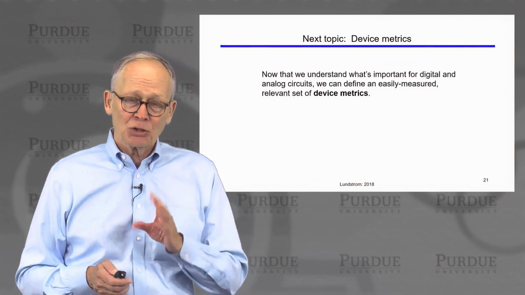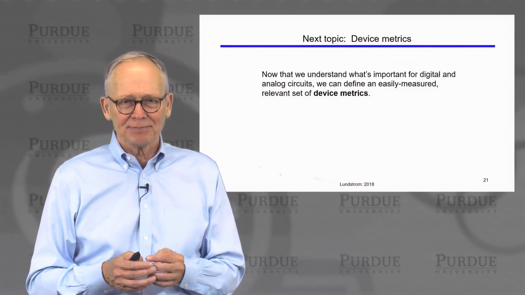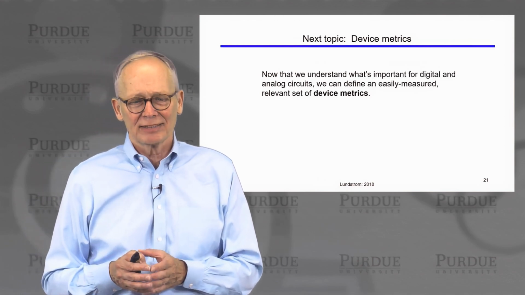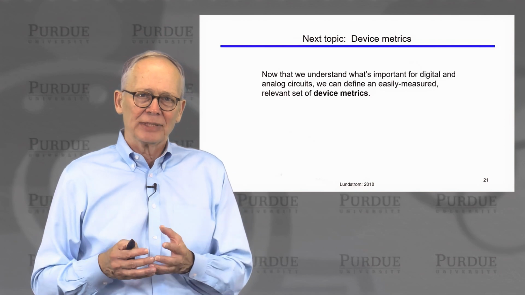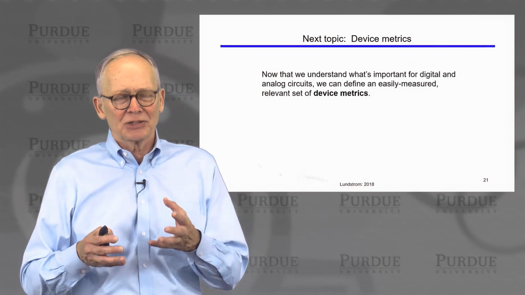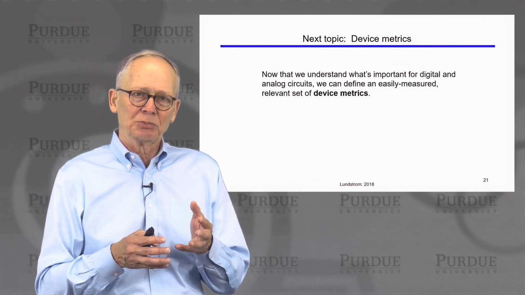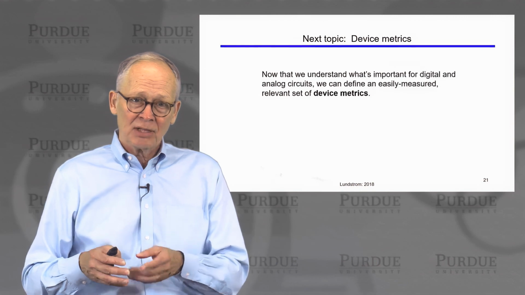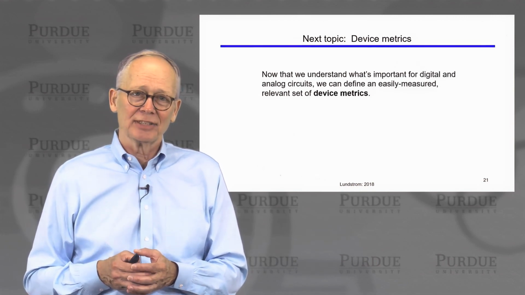So what's next? We now appreciate a little bit about digital circuits and a little bit about analog circuits. So now we can turn to the question about device metrics. If I'm given a transistor, what measurements should I do so that I get a good indication of how well this transistor would perform in a digital application or in an analog application? And that'll be the topic of our discussion in the next lecture.